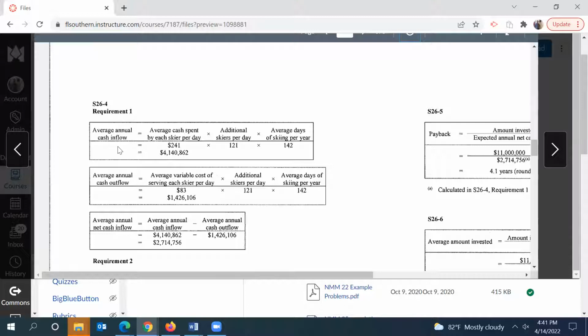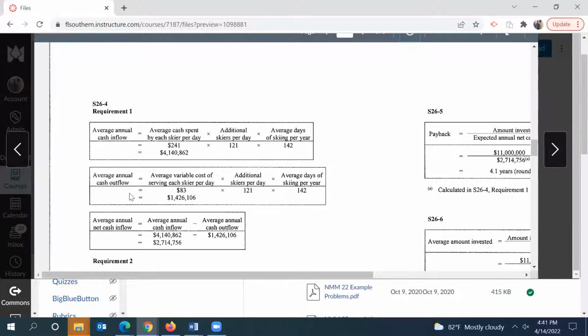All right, first thing they'll compute, the average annual net cash inflow. So got to take the average cash spent per skier per day, just like I pointed out, multiply by the additional skiers per day, and multiply by the average days of skiing per year. So that gives us $4,140,862. That's the cash we predict will come in. Total cash inflow or revenue.